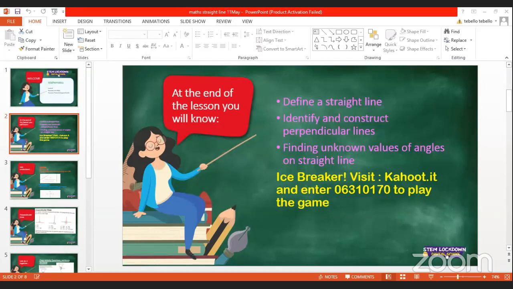Guys, just on your phone or on your laptop, type kahoot.it, and then it will appear that you need to enter the pin of the game, and this is the pin of the game here on the screen. Can you see the pin on the screen?